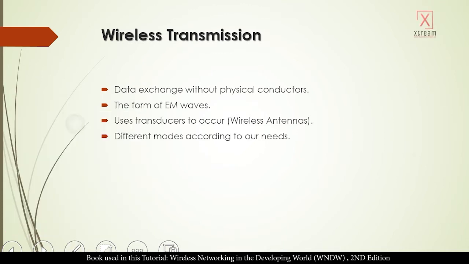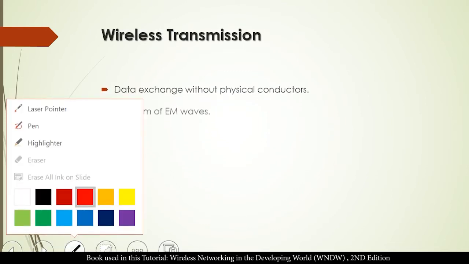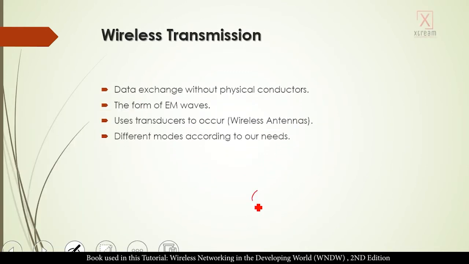Let's suppose we have two devices, one device over here and the other device over here. Let's say this is device A and this is device B. In the case of A, this device will convert the electrical signals or the electrical data into electromagnetic waves so that they can travel from point A to point B without the need of any physical conductors or physical wires.